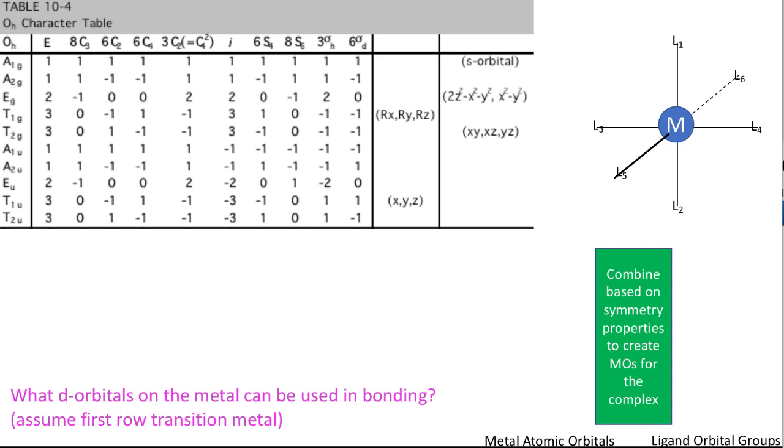So the first thing we're going to do is ask what orbitals in the metal can be used in bonding. Well, let's assume a first row transition metal. So in that case, we have our five 3d orbitals, we have the 4s, and we have the 4p. And I've arranged these essentially in the order that they would be found in energy in a complex as opposed to, of course, the free ion.